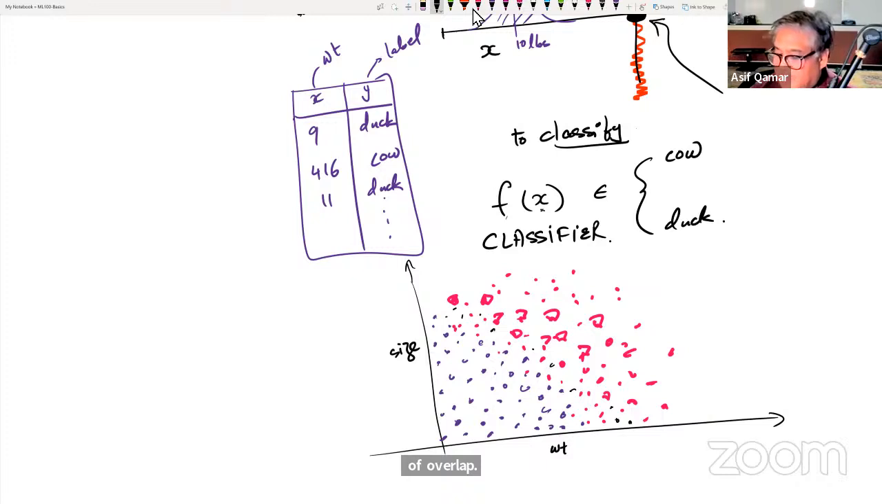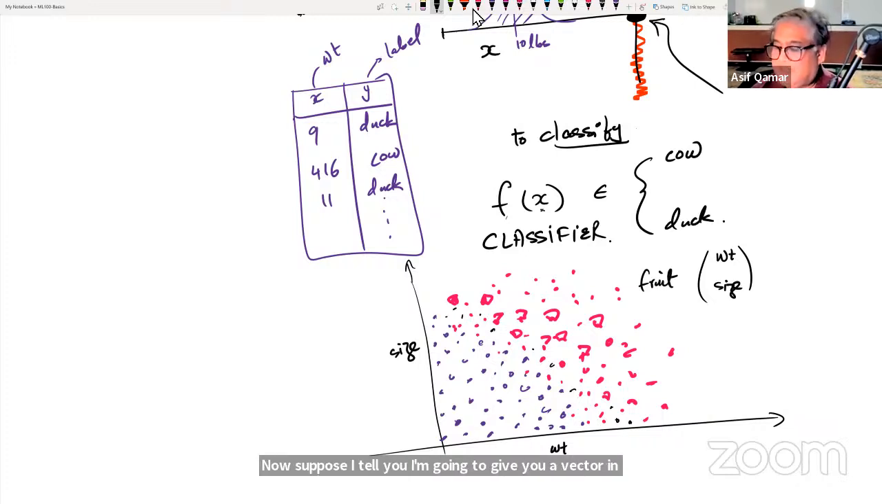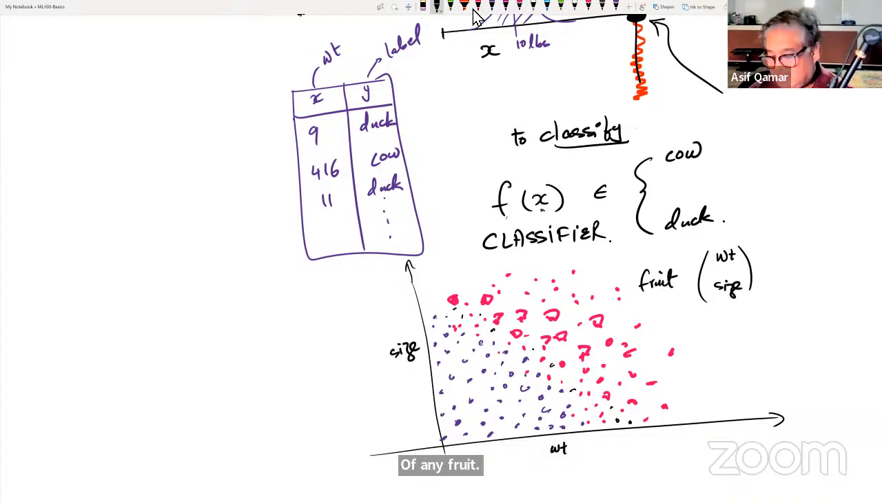Now, suppose I tell you, I'm going to give you a vector in which I give you the weight and the size of any fruit. Given a fruit, I give you just the weight and the size, two things. Right? It would represent a point somewhere. Suppose that point happens to be A. What is your basic intuition?